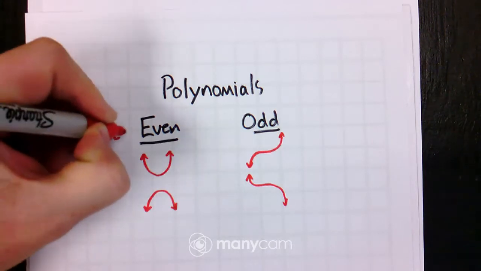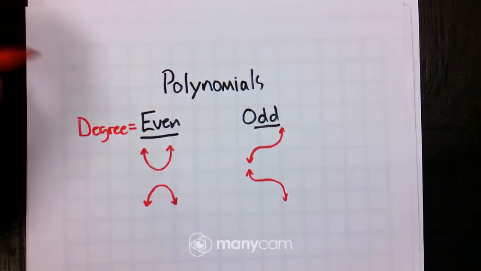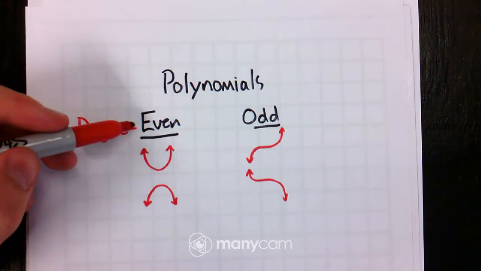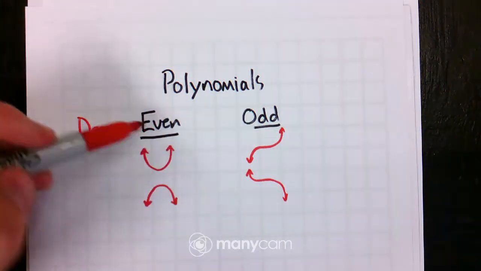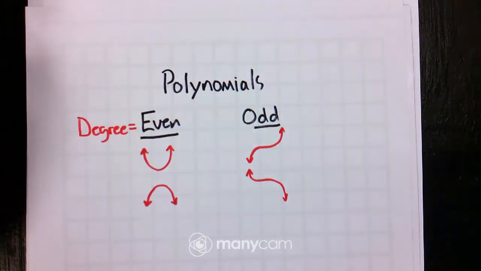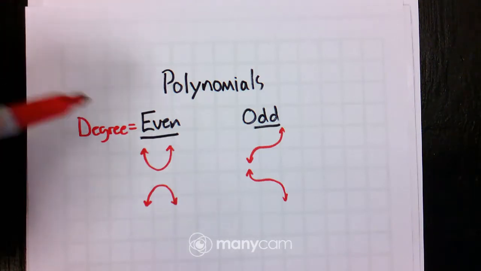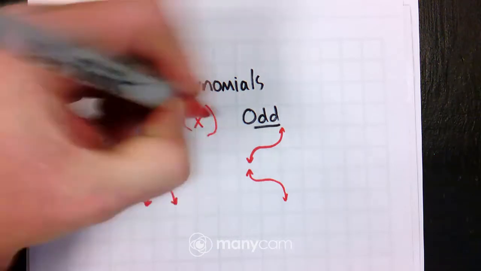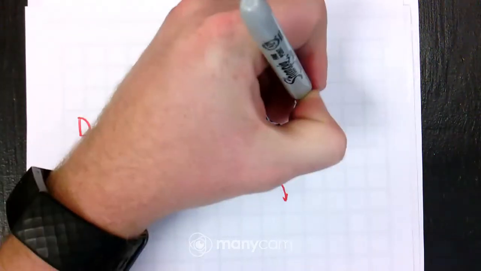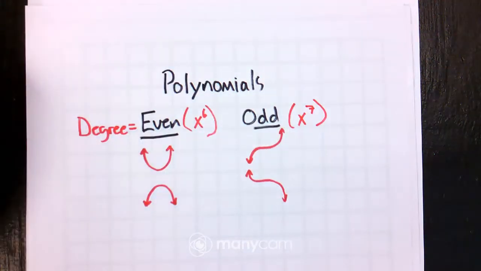Oh, yeah, the exponent. The highest exponential value. If the degree is even, meaning if your highest exponent for your x term, your highest x, is like x to the 5th power, it'd be odd. If it's x to the 10th power, it'd be even. So for example, x to the 6th power is even, or x to the 7th power would be odd.